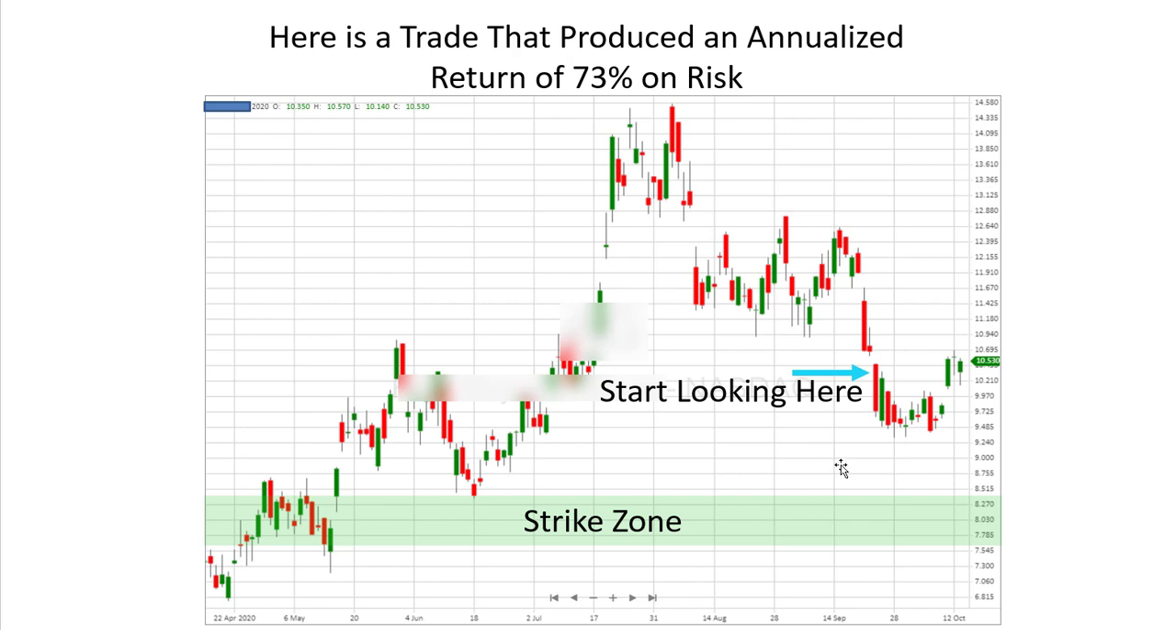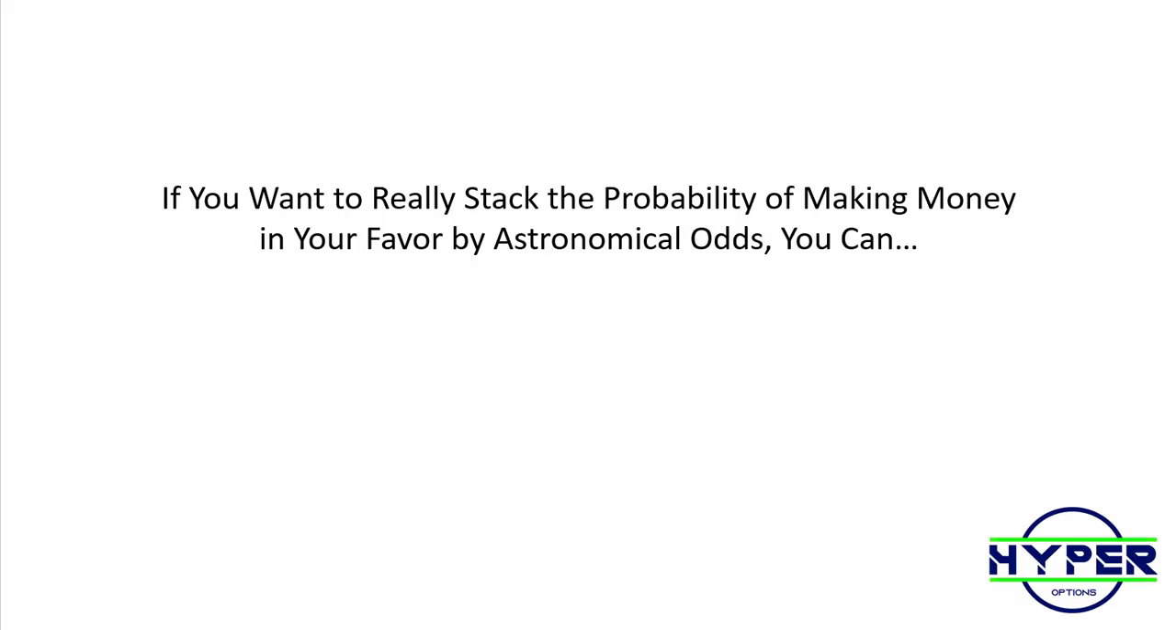I just want to point out that there are ways to dramatically reduce the overall risk that will also increase your efficiency of being able to take these trades. Now, if you want to really stack the probability of making money in your favor, I'm talking astronomical odds, I mean like really stack the probabilities in your favor, you can.